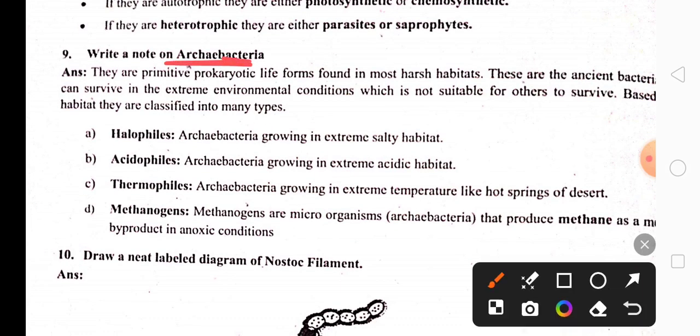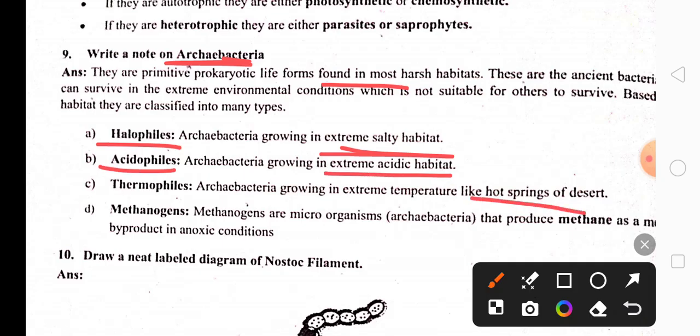Archaebacteria are bacteria that can survive in harsh habitats. If they survive in extremely salty habitats, they are called halophiles. In extremely acidic habitats, acidophiles. In hot springs, thermophiles. And if the bacteria are present in marshy places or in the gut of animals and produce methane gas, they are called methanogens.